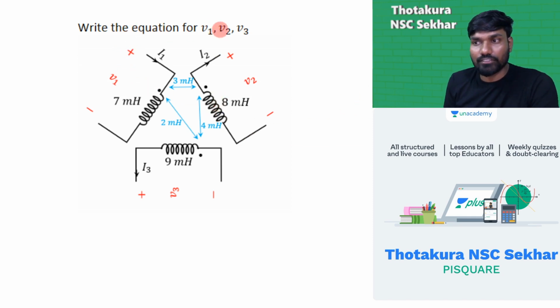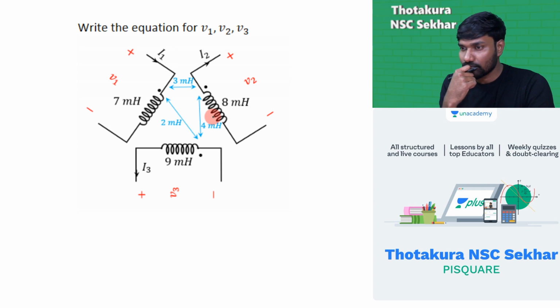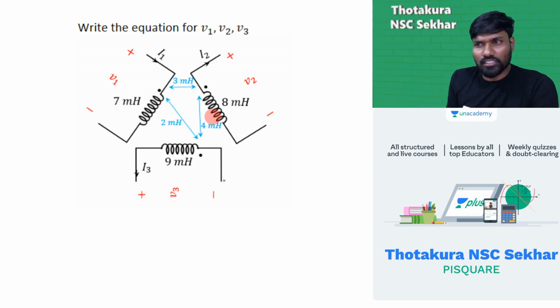Write the equation for V1, V2 and V3. For this, you try now, right now, equation for V1, V2, V3. Just the voltages. You need to write the complete equation.